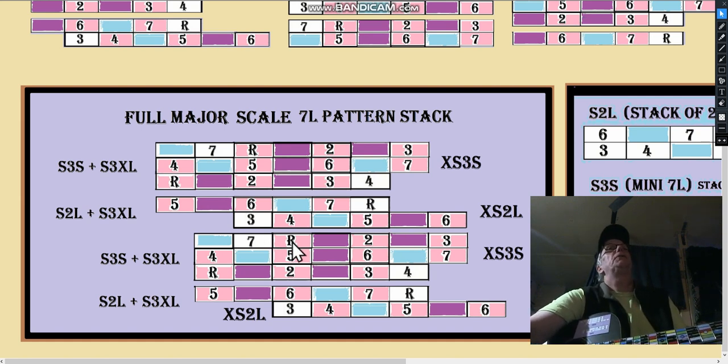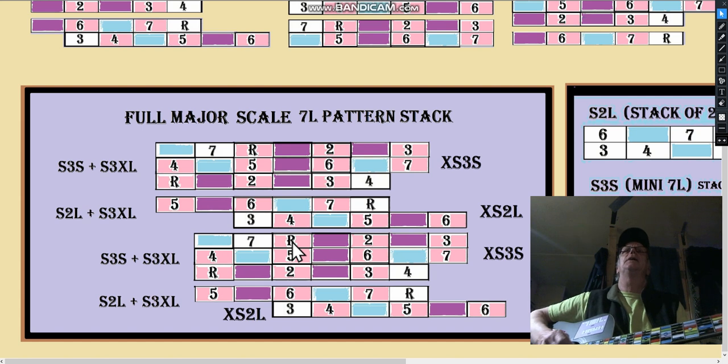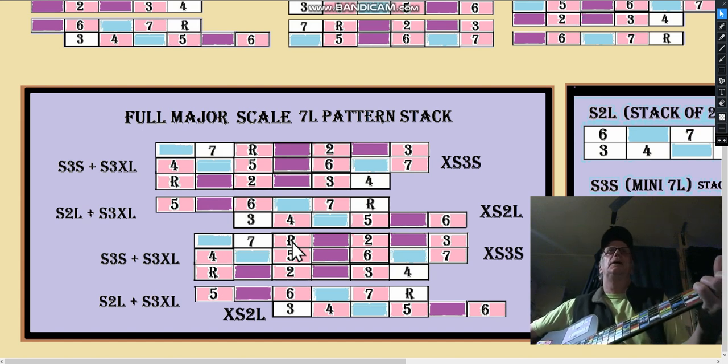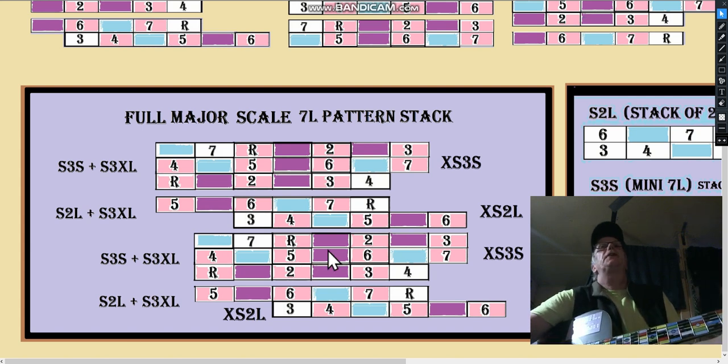Now, this is a different one. Hey, wait, this isn't one of the caged. Oh, yes, it is. It's the E. It's the E shape. There's your root. See that? Now, that 7 is sort of inaccessible. It's accessible over here.